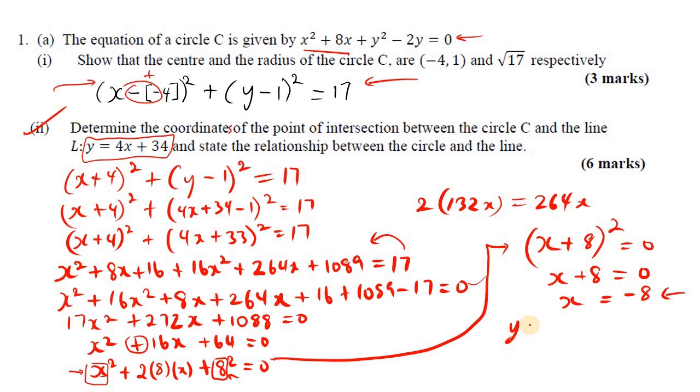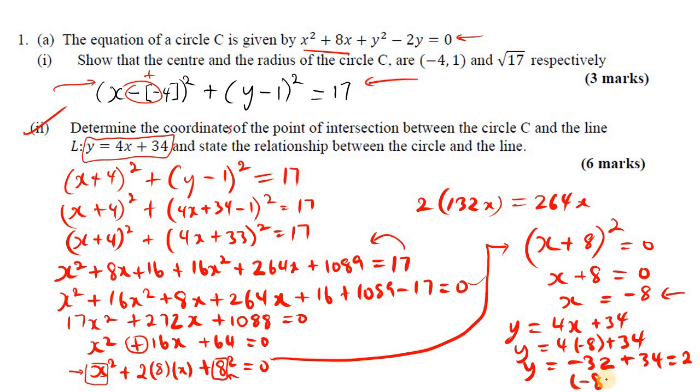So we're going to write y equals 4x plus 34, and substituting the value of x in it, which is negative 8, we get y equals negative 32 plus 34, which gives us a positive 2. And so we have the point of intersection being x equals negative 8 and y being 2.